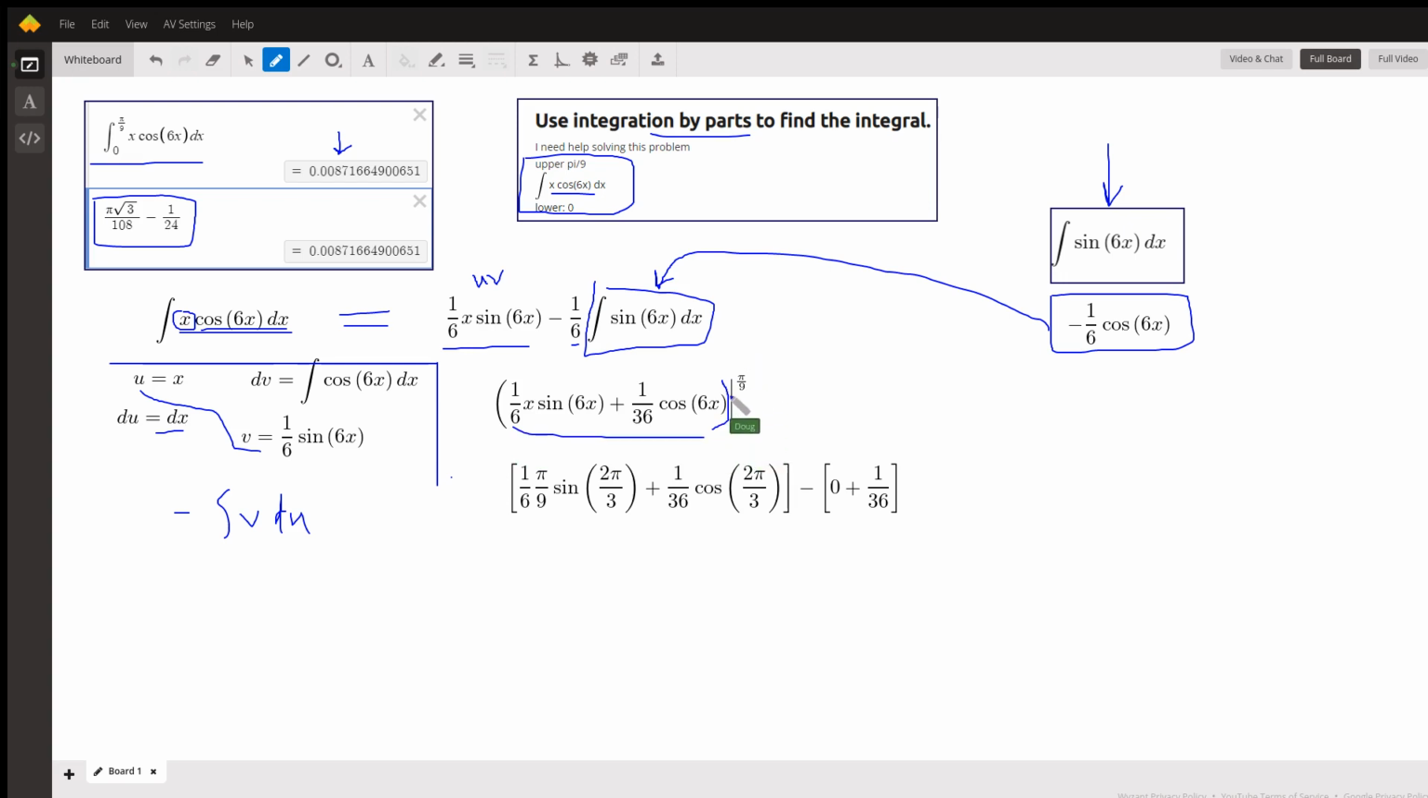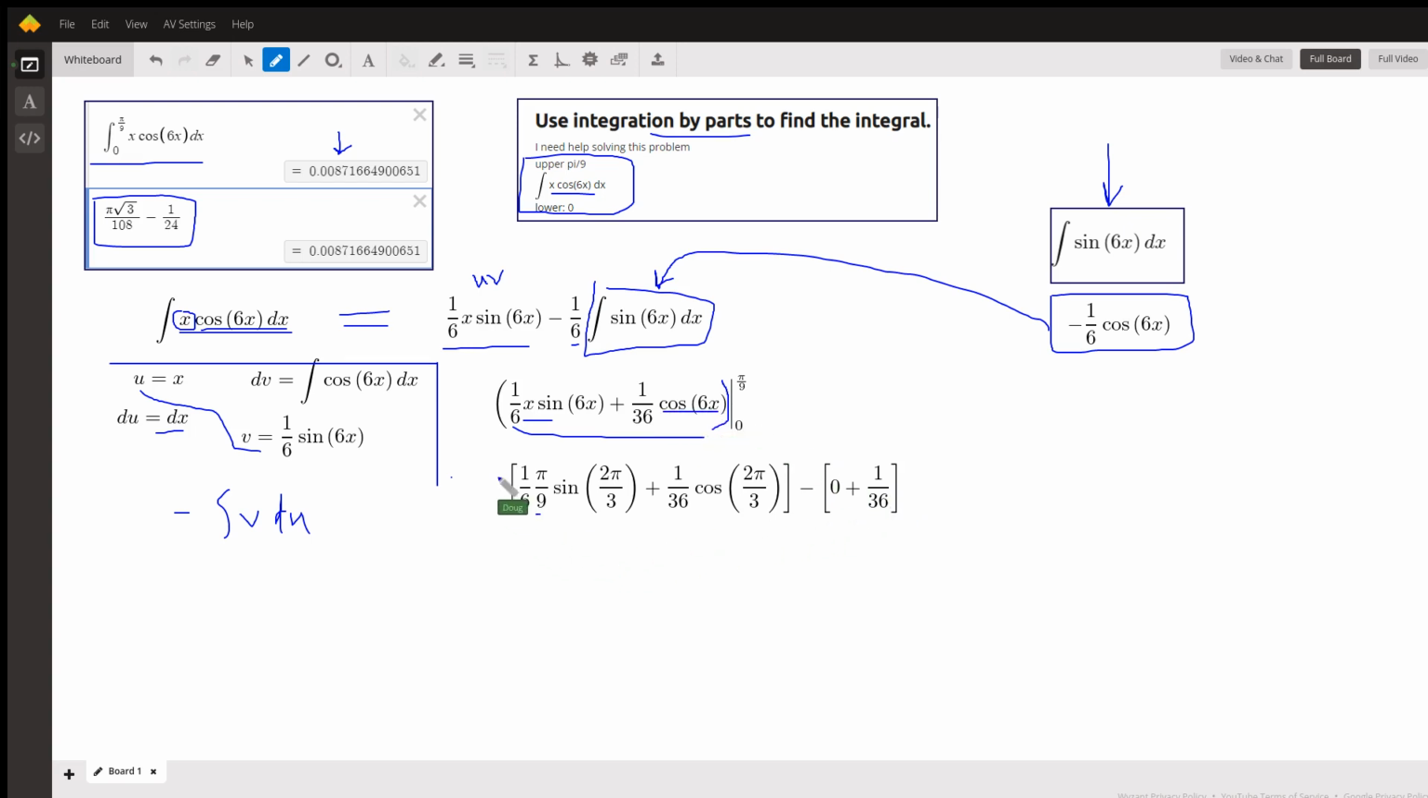So we'll put pi over 9 in for x, minus we'll put 0 in for x. So 1/6 pi over 9 for the x. Sine of 6 times pi over 9 is the same as sine of 2 pi over 3, plus 1/36 cosine of 2 pi over 3. Minus, when we put 0 in for x, this term becomes a 0. And this term becomes, well, the cosine of 0 is 1, so plus 1/36.